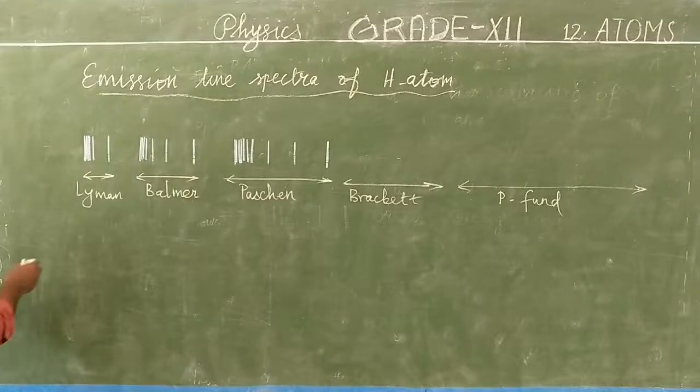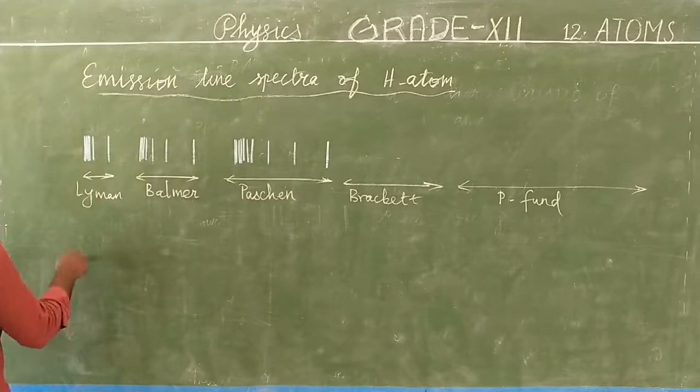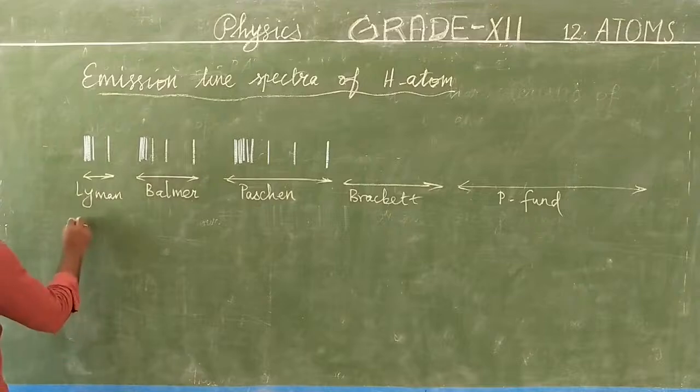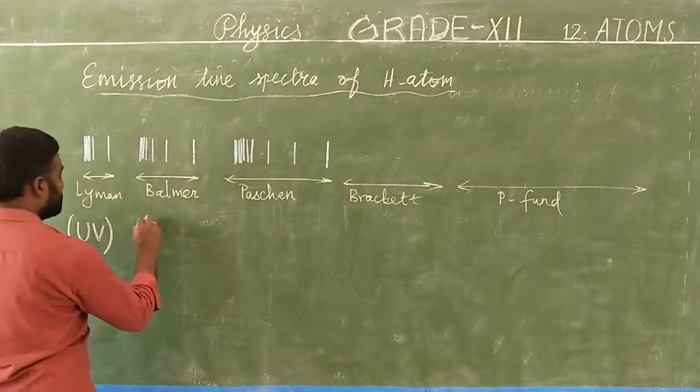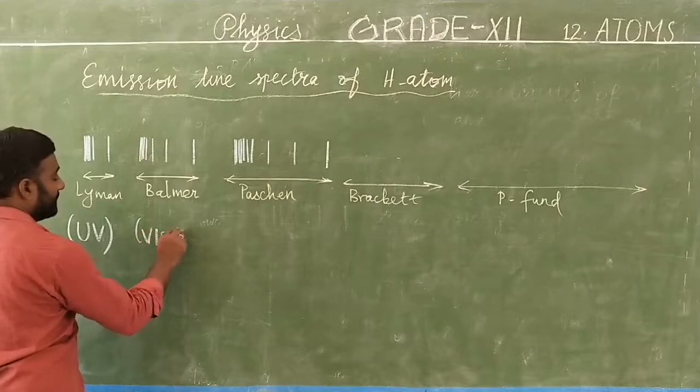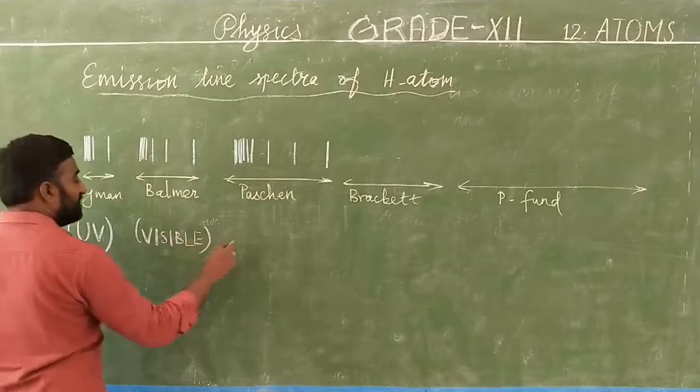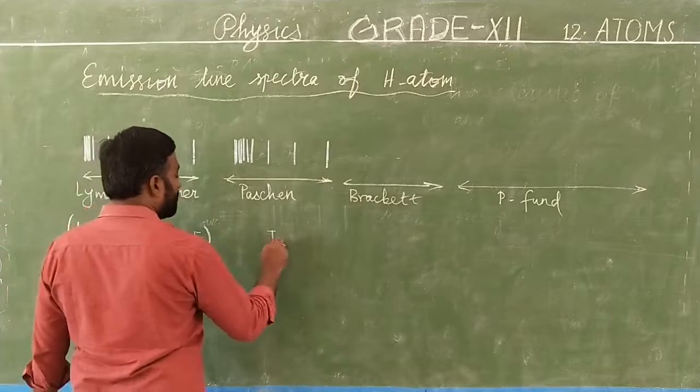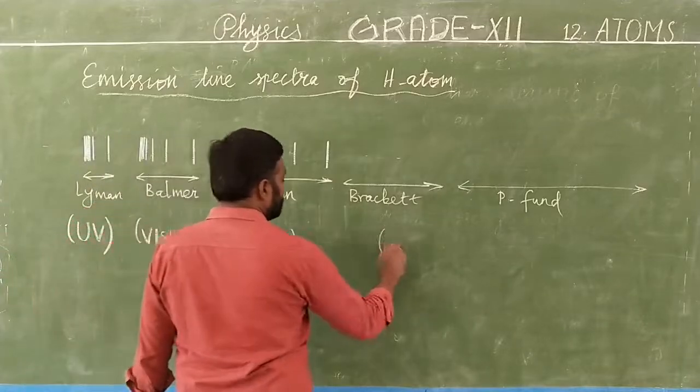The Lyman series comes under the ultraviolet range. The Balmer series comes under visible light, and the Paschen and Brackett series come under infrared.